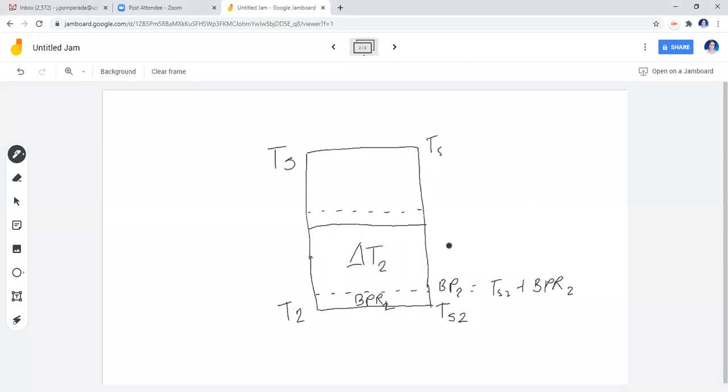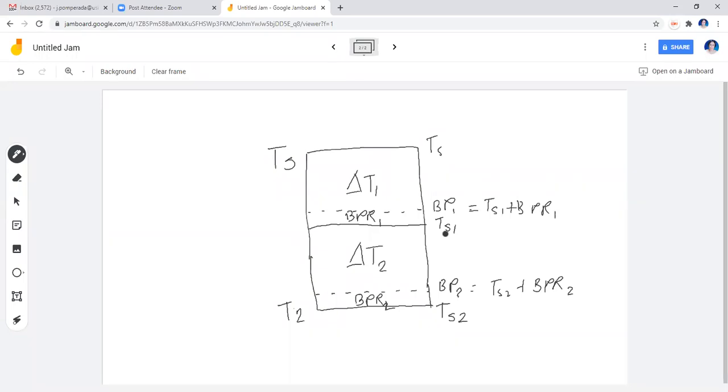Now, after delta T2, this will be your saturation temperature 1, right? No BPR. But since your boiling point has elevated, you will have a corresponding BPR1 for the first effect. Then the temperature here will be your BP1. And that would be your saturation temperature for effect number 1 plus the boiling point elevation 1. Then this would be your delta T1.